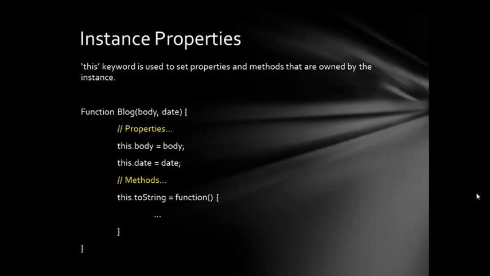Now, I mentioned this last time, but you will see the keyword this used a lot, meaning this particular object I'm referencing to. So if in our function blog from last time we passed through the body and a date, so we had this.body, this.date equal to what we passed to it, and methods are owned by that instance. So every time you see the this, that's denoting ownership and locality.